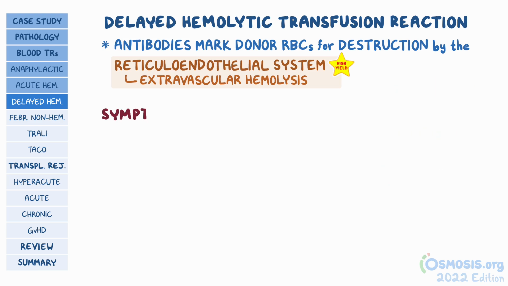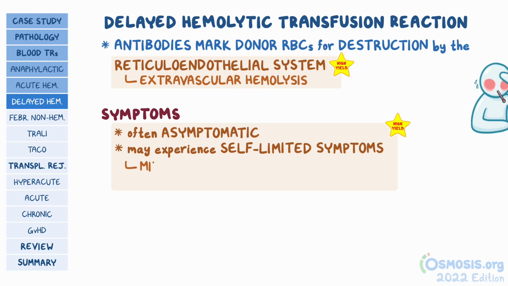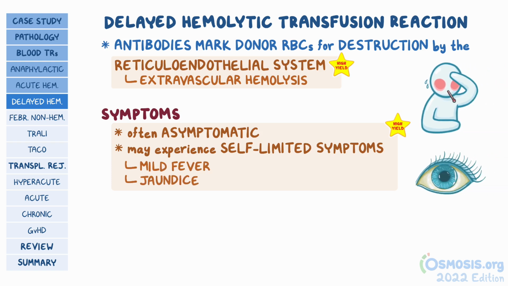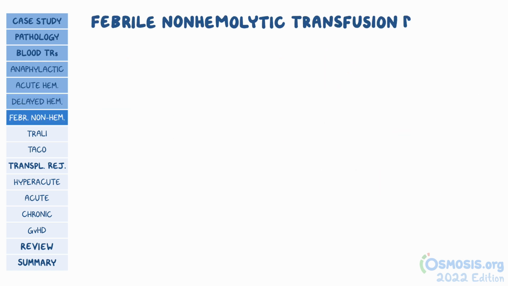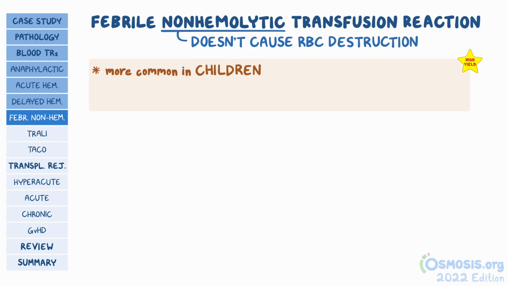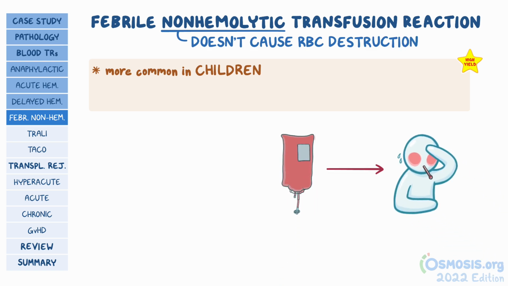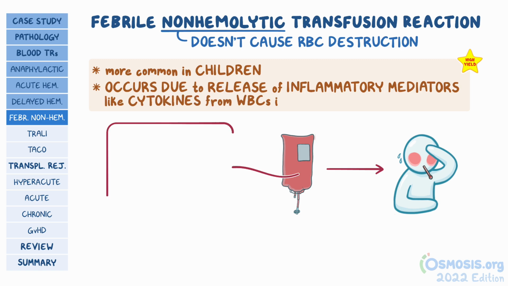Individuals with delayed hemolytic transfusion reactions are often asymptomatic, while some may experience self-limited symptoms, such as a mild fever and jaundice. All right, next up is febrile non-hemolytic transfusion reaction, which is more common in children for unclear reasons. Now, as the name implies, this reaction doesn't cause red blood cell destruction, and it mainly manifests as a fever following blood transfusion. This occurs due to the release of inflammatory mediators like cytokines from white blood cells in donor blood.